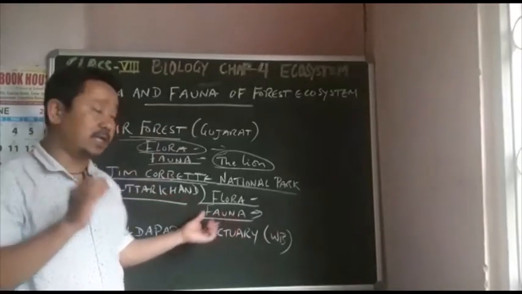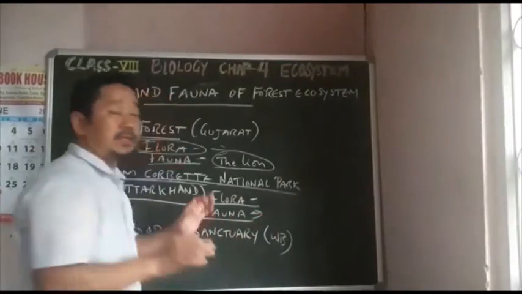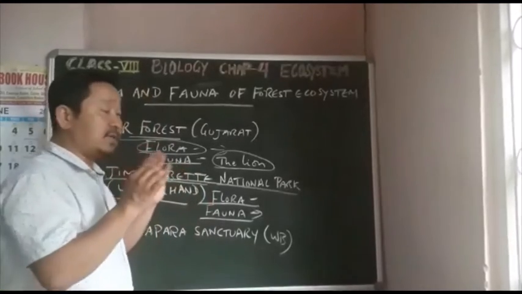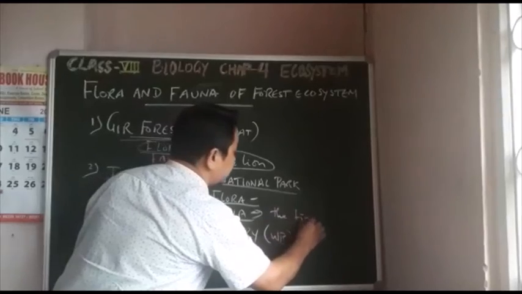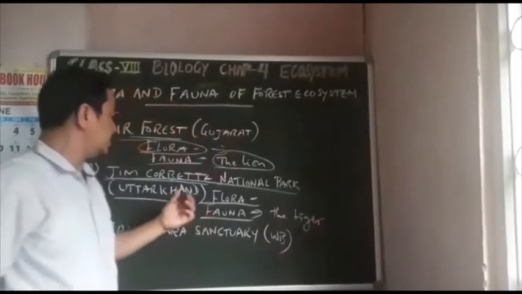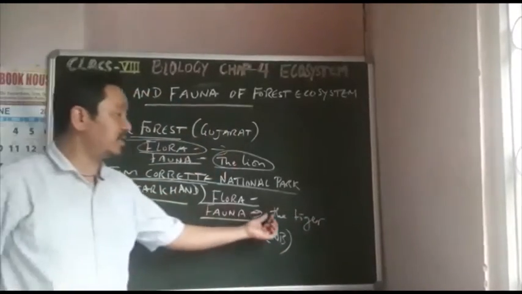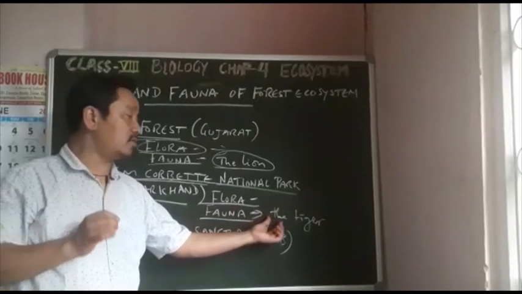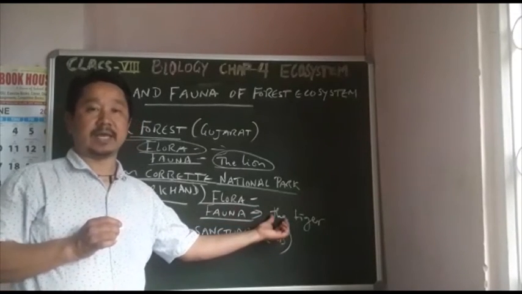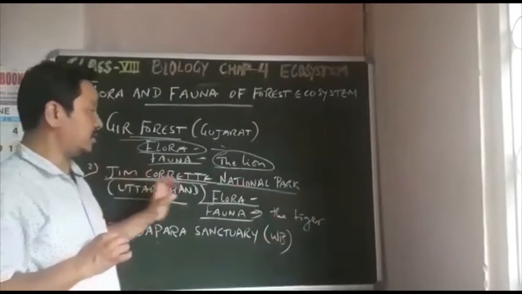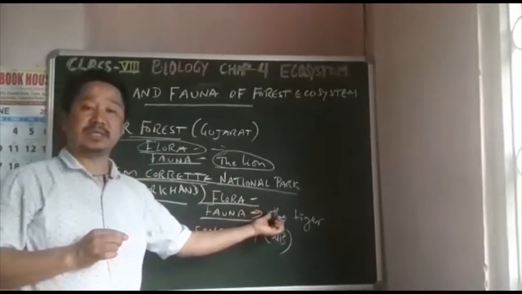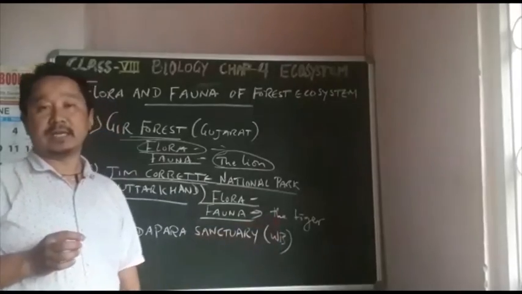And fauna: there are different kinds of animals in Jim Corbett National Park, but especially the tiger. This Jim Corbett National Park is famous for the animal called the tiger. So the significant animal found in this national park is the tiger, besides some other animals there.